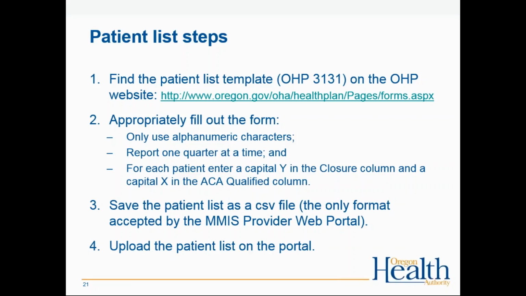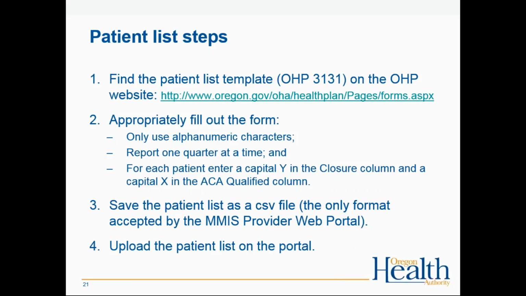All right, very good. So as Jamal mentioned, this is under appropriately filling out the form. You want alphanumeric throughout the template. You want to, again, report one quarter at a time. For each patient, you're going to enter a capital Y in the closure column and a capital X in the ACA qualified column. And then again, you save it as a CSV file. That's the format that the provider web portal will accept. It won't accept an Excel file. So do make sure you do that. And then you would upload the list.